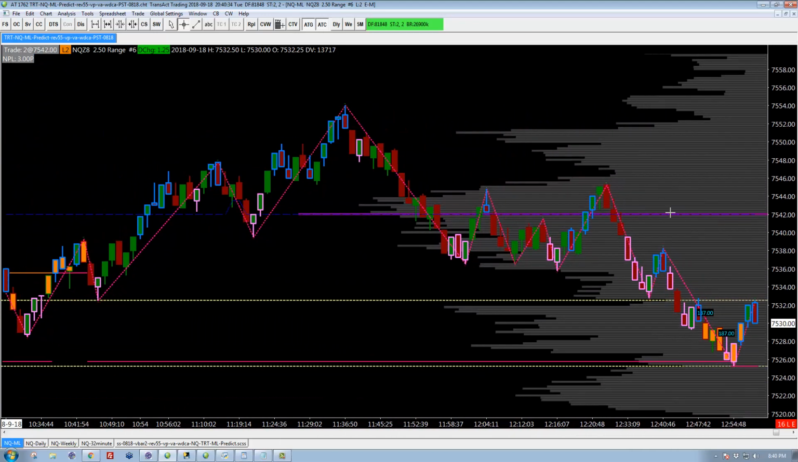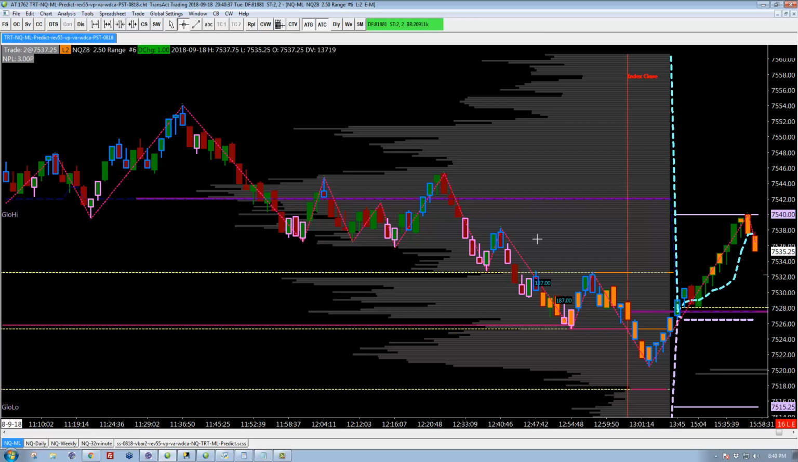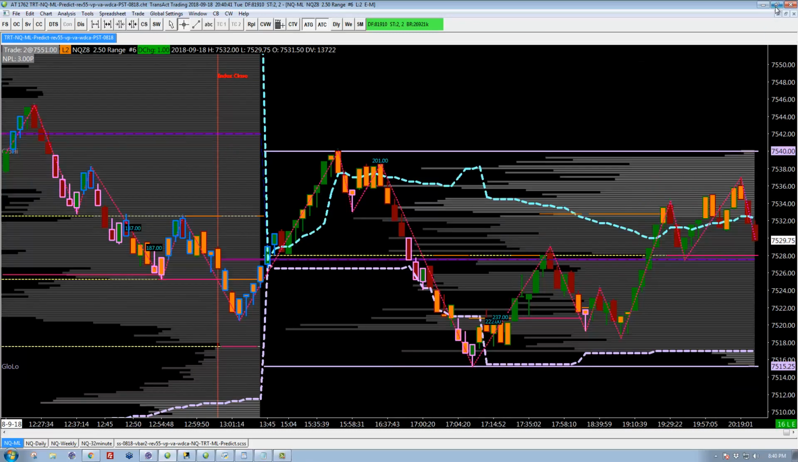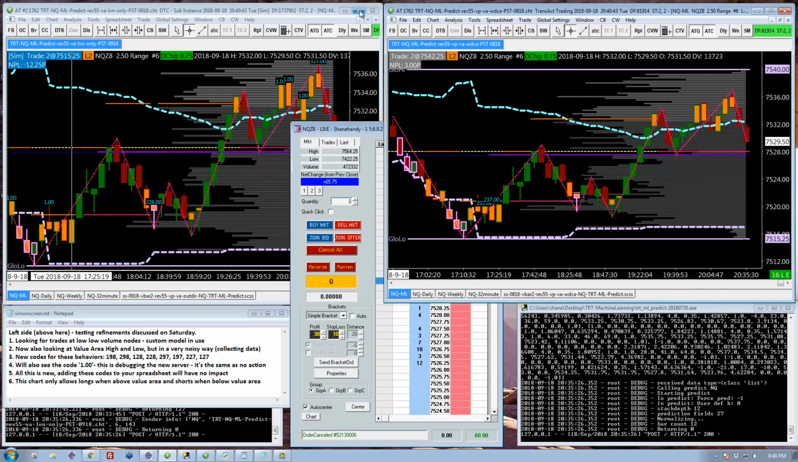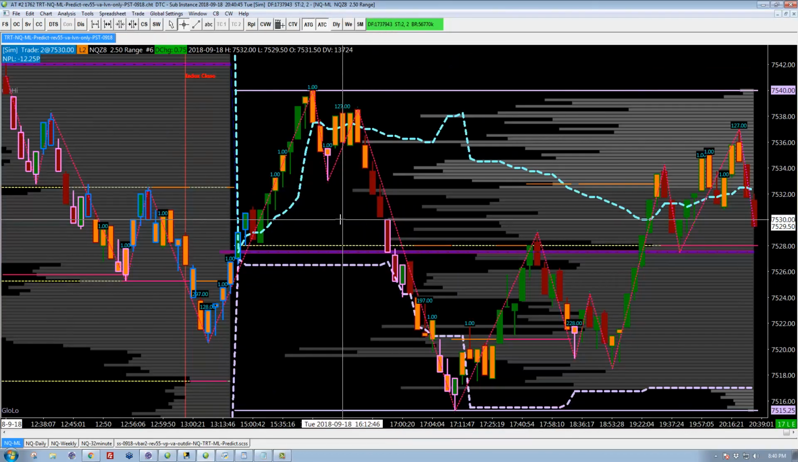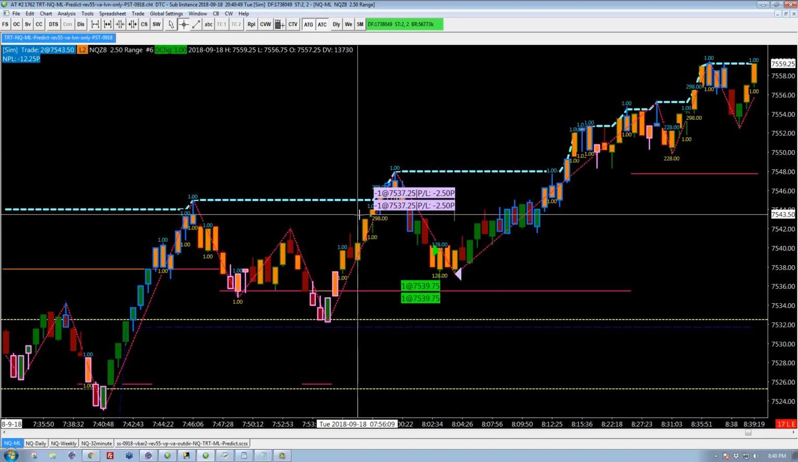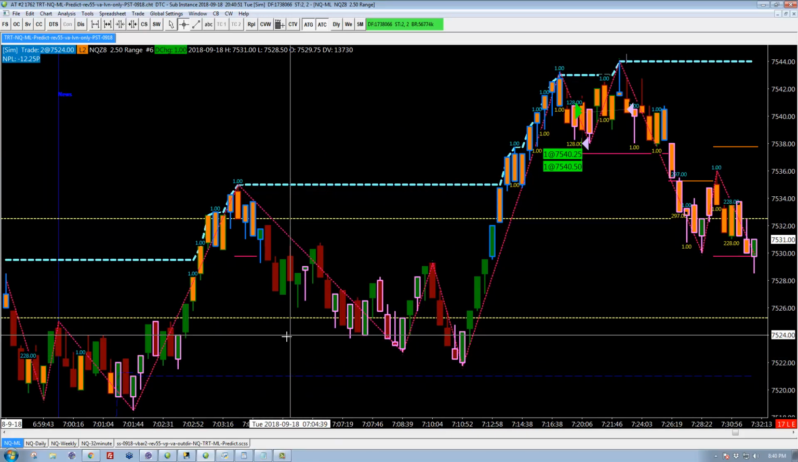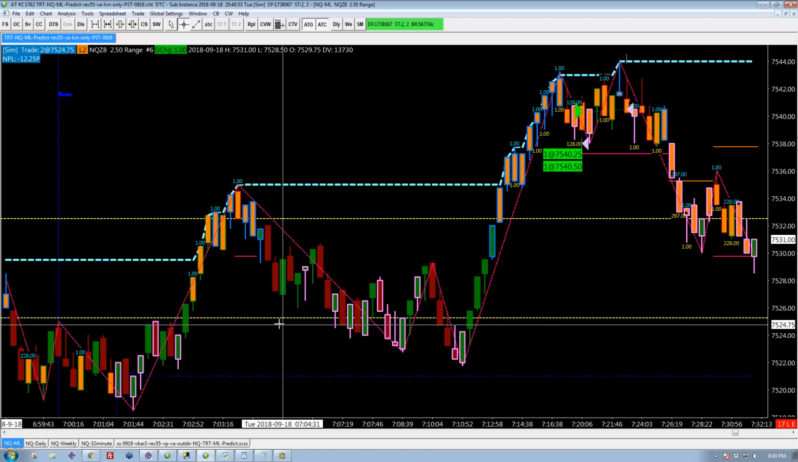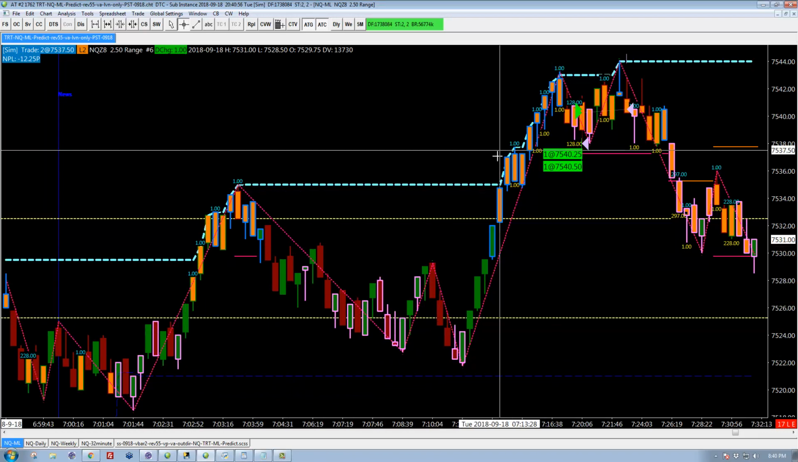Yeah, then we just start rotating around the POC, and that's the end of the day. All right, so let's take a quick look at, I don't have a whole lot of time tonight, let's take a quick look at what we're testing out here. This is more testing and data gathering. So low volume nodes would be testing, and at the edges was data gathering.